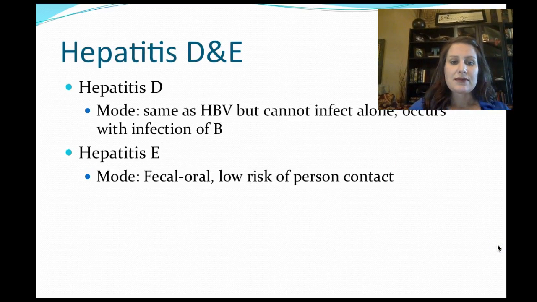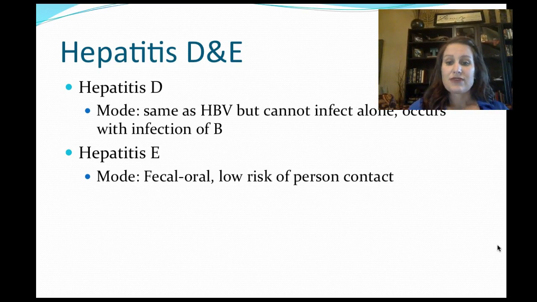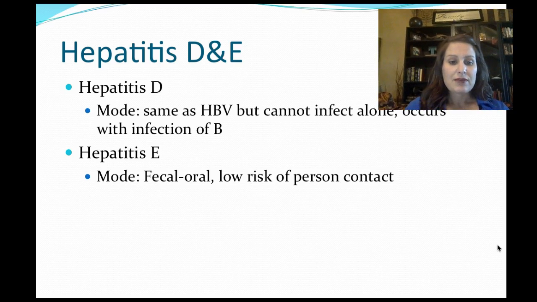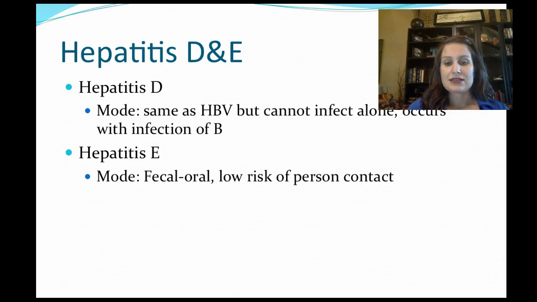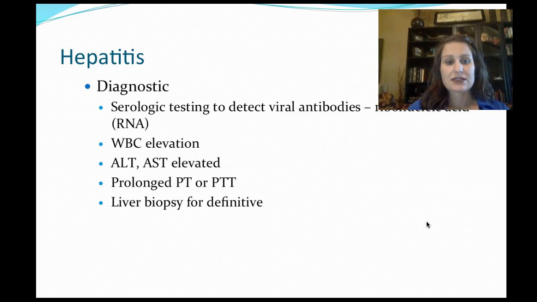And the prognosis is increased risk of liver cancer. Hepatitis D and E. Hepatitis D, same mode as Hep B, but you cannot be infected alone with Hep D. It occurs with an infection of Hep B. And hepatitis E is going to be fecal-oral mode of transmission, and it has a low risk of personal contact.